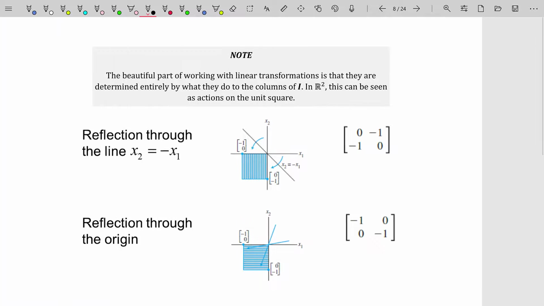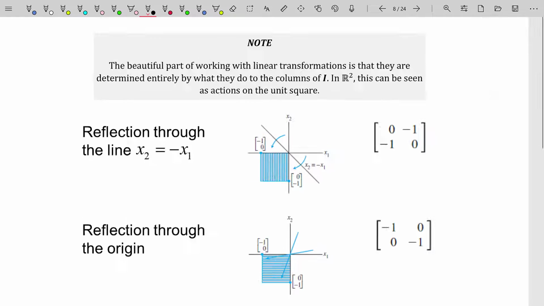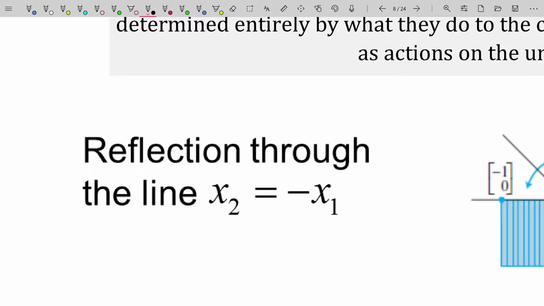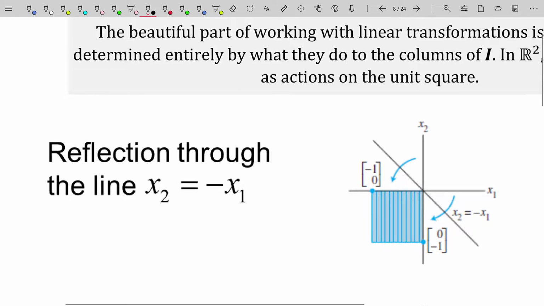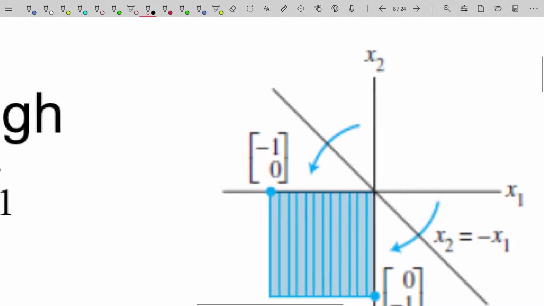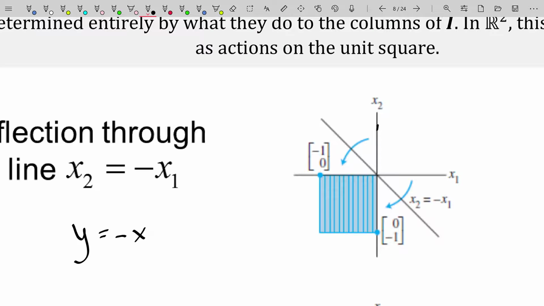In R squared, our actions can be seen as actions on the unit square. For example, a reflection through the line x sub 2 equals negative x sub 1. So a lot of people have a hard time with that. That's like saying y equals negative x. So a reflection about the line y equals negative x. What that does is it takes the vector that was 0, 1, and it reflects it down to negative 1, 0. And again, reflecting e sub 1, which is 1, 0, we know the reflection will land it here and we'll have the vector 0, negative 1.